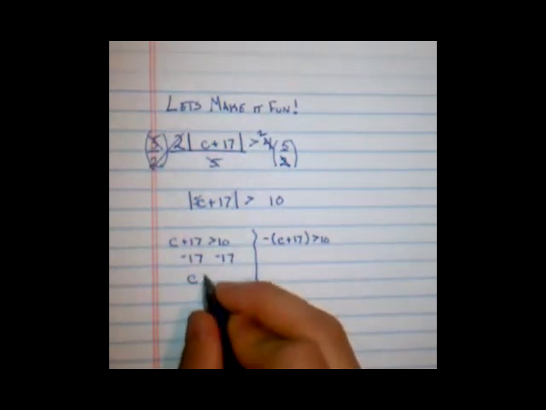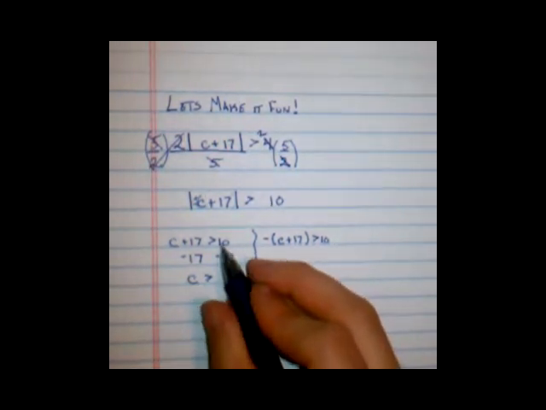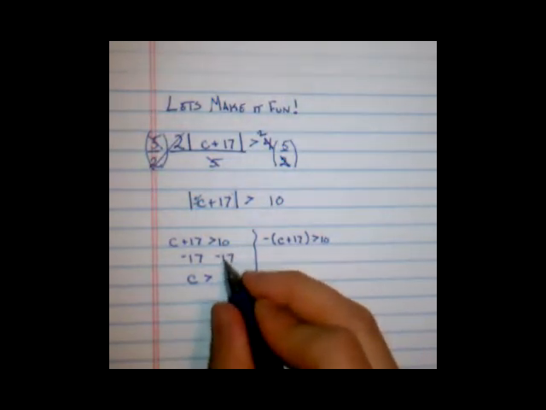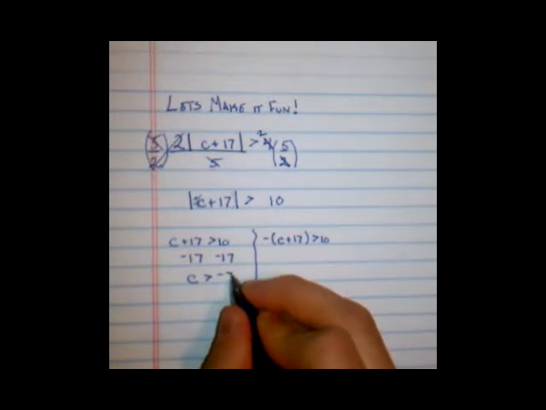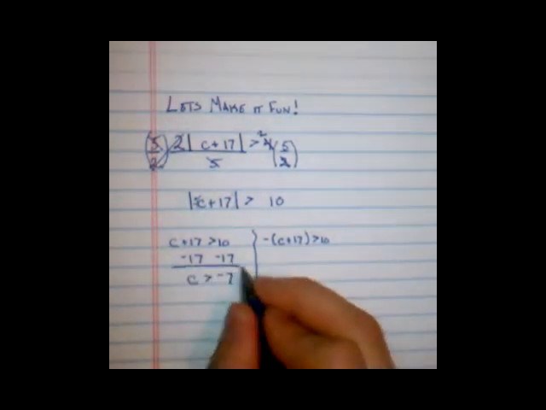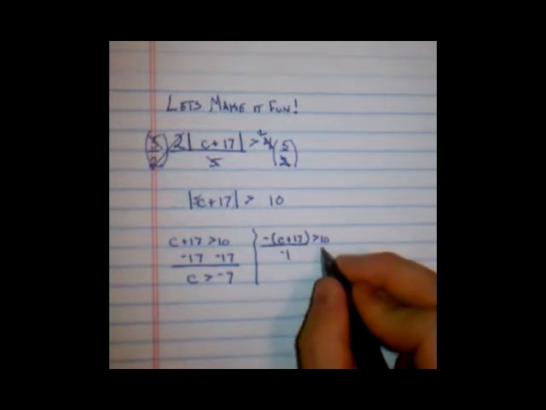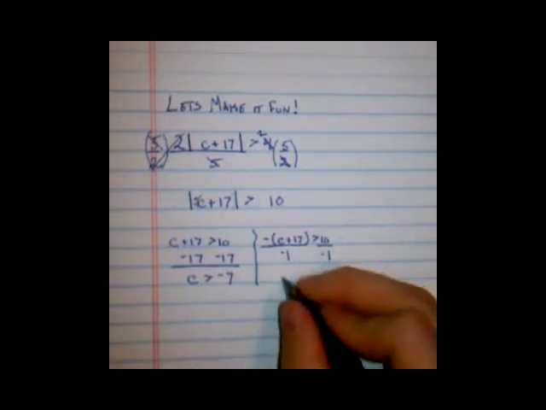You'll get c is greater than opposite sign. So subtract. 17 minus 10 is 7. More negatives than positives, negative 7. Right-hand side. Let's go ahead and divide by negative 1. Just get rid of that real quick.